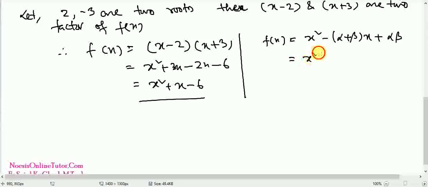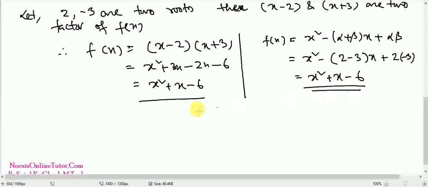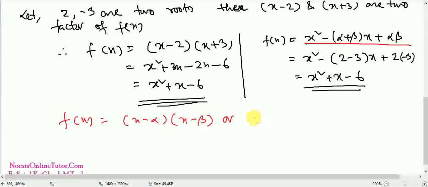Now I have to put the values. x square, alpha is 2, beta is minus 3, so minus of alpha plus beta into x plus 2 into minus 3. Now this is equal to x square plus x minus 6. These two are equal. So this is the formula to derive a quadratic polynomial if two roots are given. Okay, right? That means fx is equal to x minus alpha, x minus beta, or x square minus alpha plus beta into x plus alpha beta.